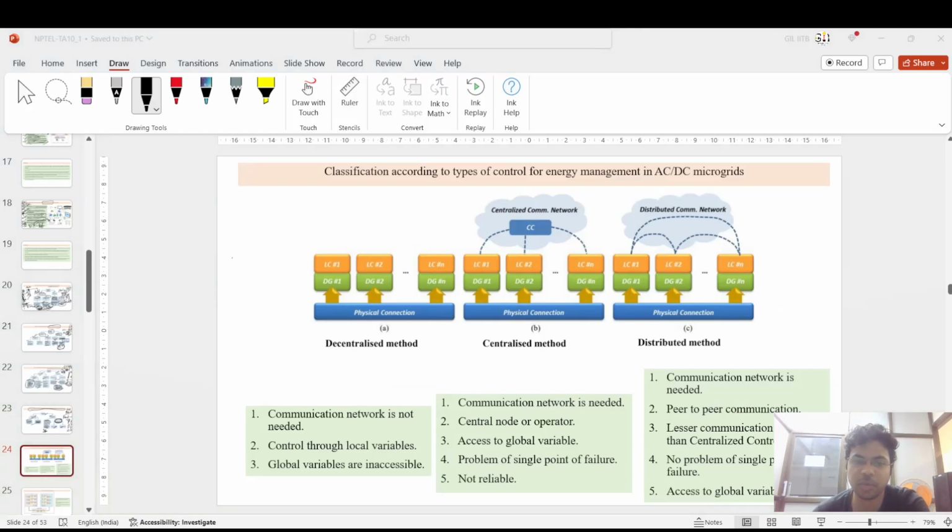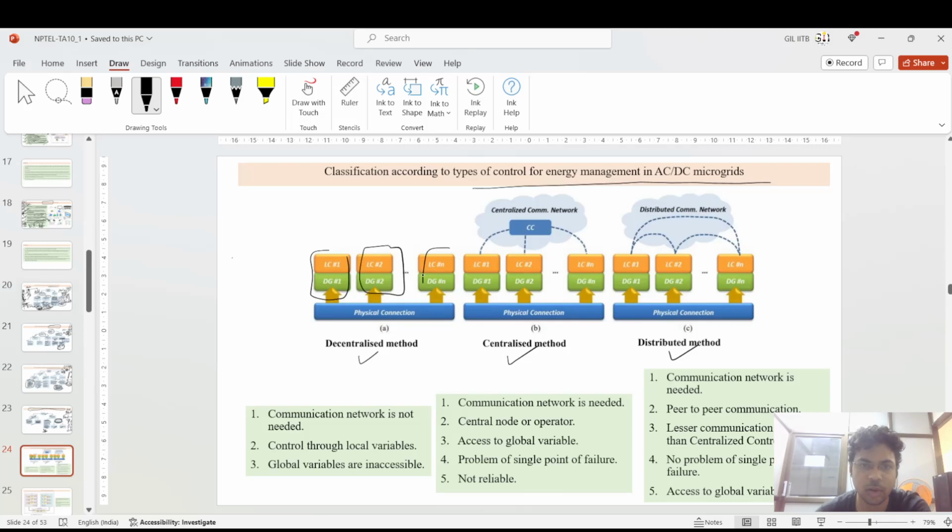The other topic is the coordination, the classification of the energy management systems, so that it can be operated in a synchronized and controlled manner, and it should not overload the system. So for the controlling features in the energy management in the AC distribution, AC DC microgrid, you have three methods. First method is decentralized, second is centralized, third is the distributed method.